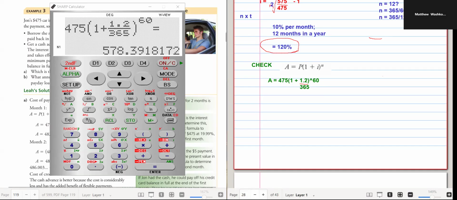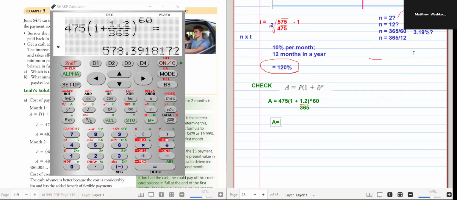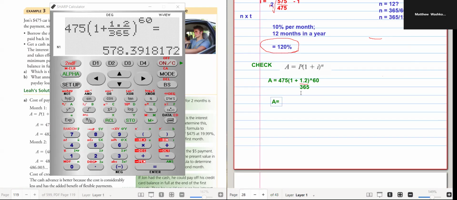Close enough. Why am I saying close enough? Don't you want it to be exact? Well, I rounded this 10% figure. If you remember, this was like a 10 point something. So that would have mattered when you're compounded at 365 times. So yes, this checks out. So it is 120% interest rate here.